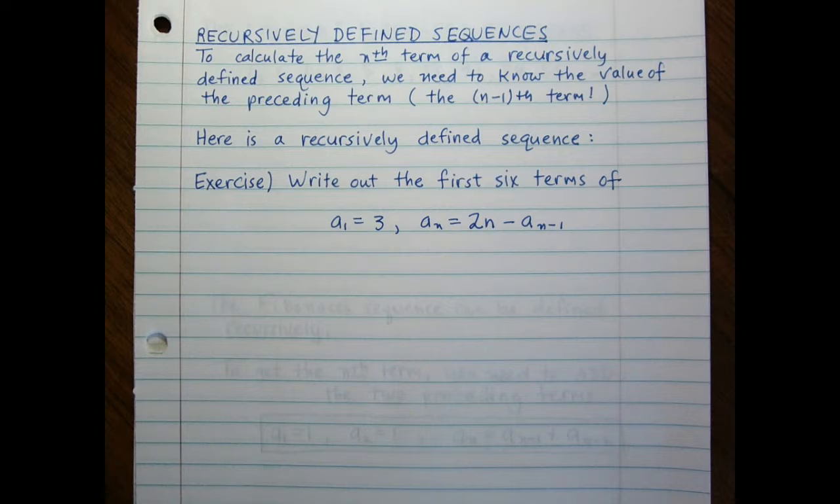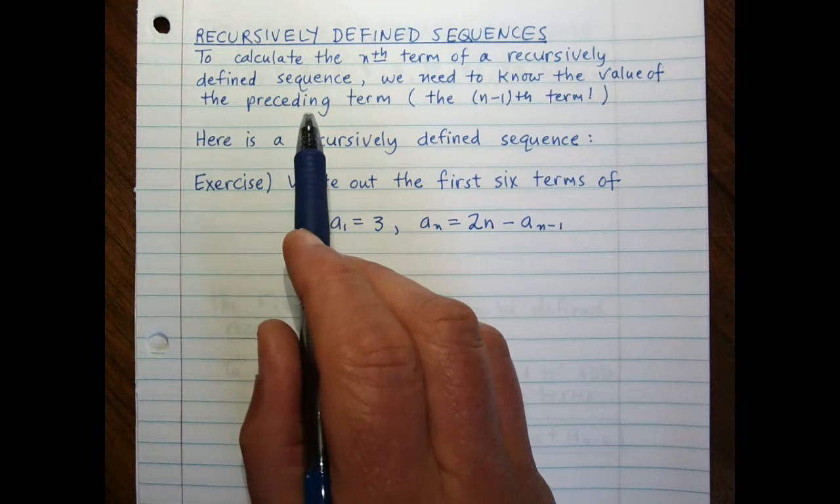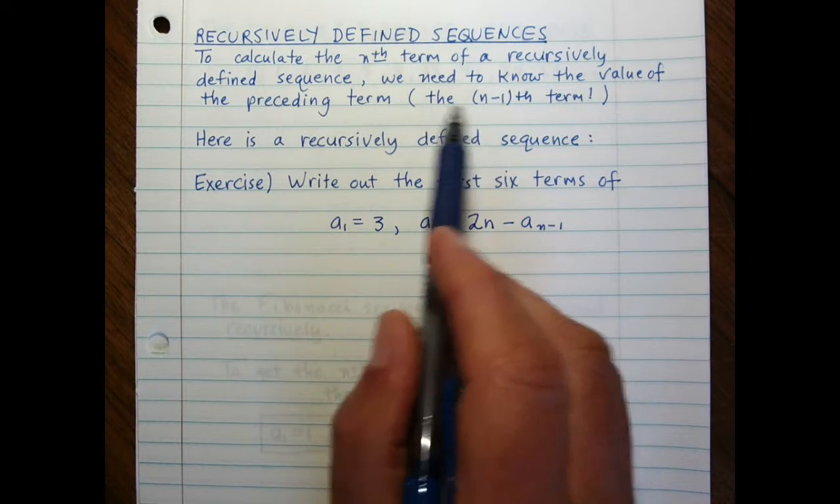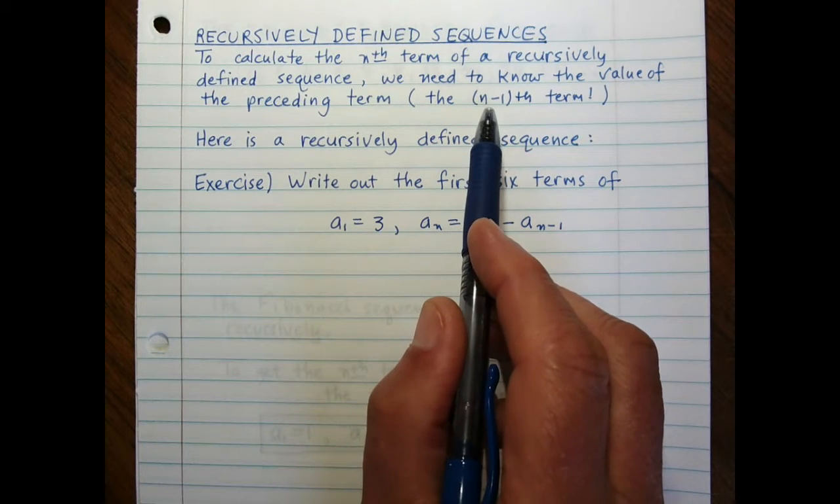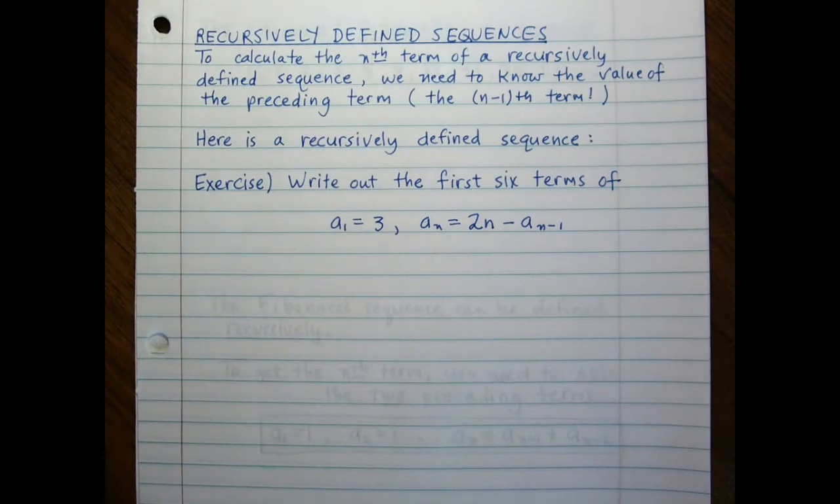This is a continuation of our introduction to sequences in 13.1. We have a couple more ideas to talk about. We're going to talk about recursively defined sequences. To calculate the nth term of a recursively defined sequence, we need to know the value of the preceding term. The preceding term would be the n minus 1st term.